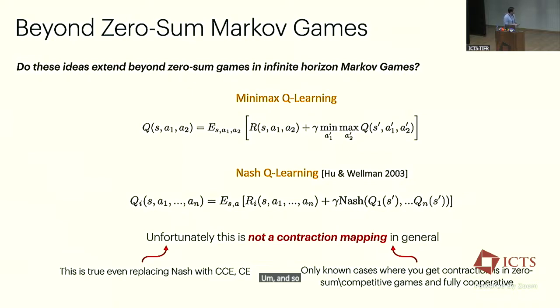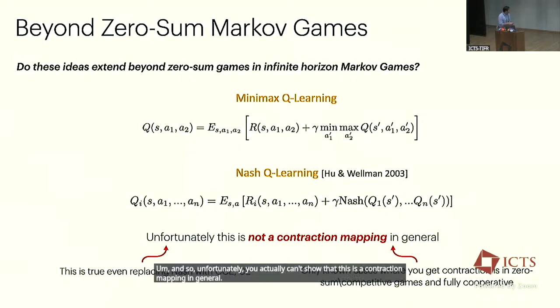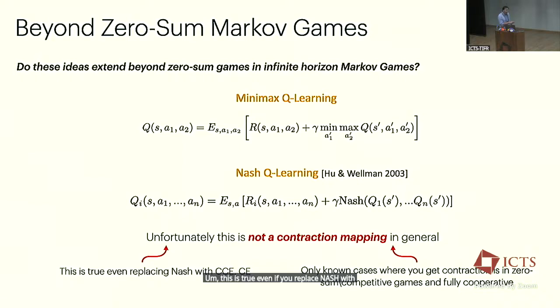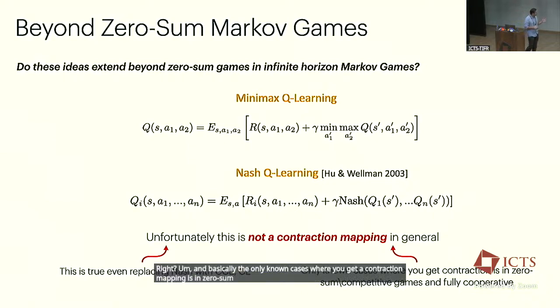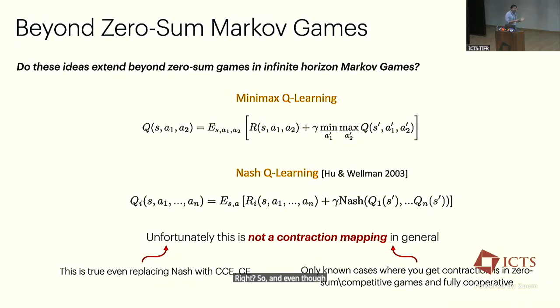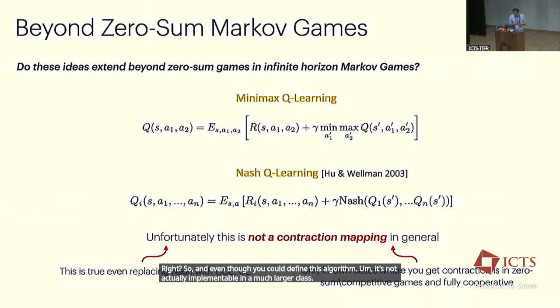And so unfortunately, you actually can't show that this is a contraction mapping in general. This is true even if you replace Nash with maybe a correlated equilibrium or a CCE, right? And basically the only known cases where you get a contraction mapping are zero-sum games or fully cooperative games. So even though you could define this algorithm, it's not actually implementable in a much larger class of games.